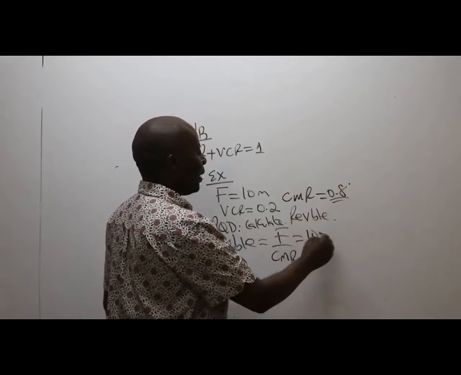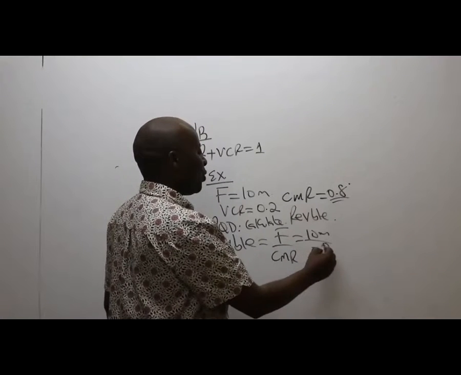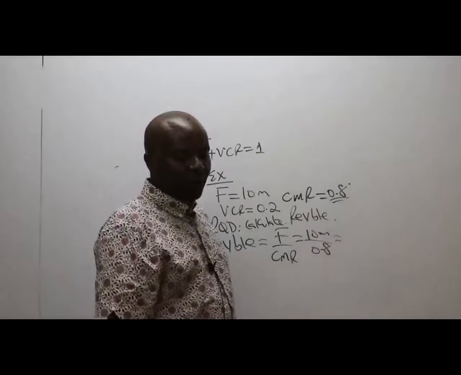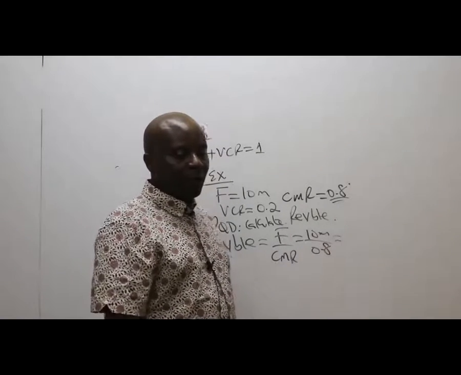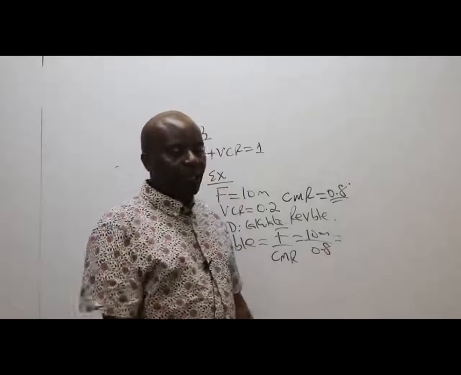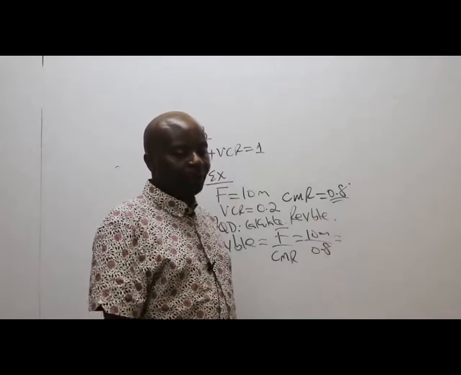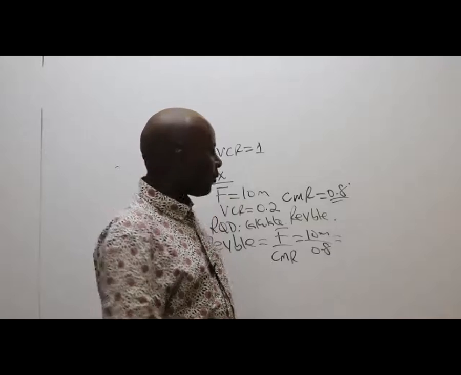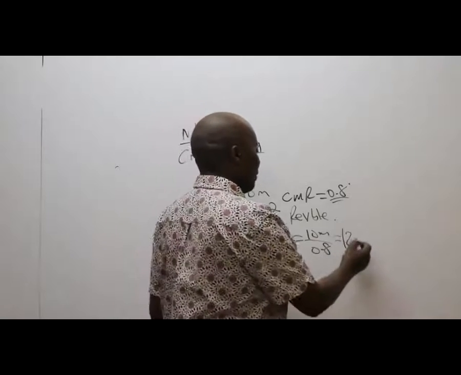Fixed cost is 10 million over CMR of 0.8, which will end up giving us what figure at the end of the day? What is 10 million divided by 0.8? 12.5 million. Thank you, and thank you very much.